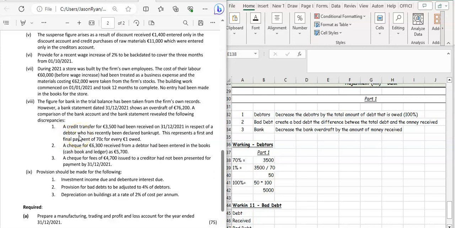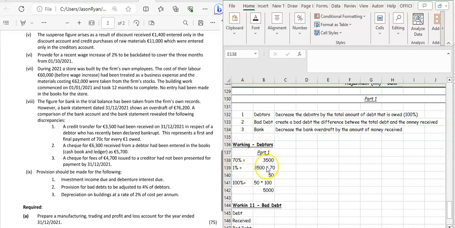And then because the debtor hasn't paid us in full and they've paid us some of the money that they owe us, we're going to have a bad debt. And the bad debt is the difference between the figure that we calculate for the 100% for the debtor and how much we've received.